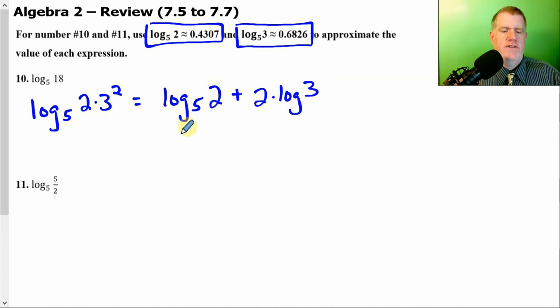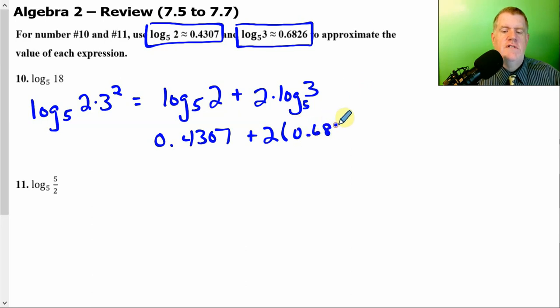All right, I know log base 5 of 2 is 0.4307. And I know the log base 3, whoops, the log base 5 of 3, forgot to write that, is 0.6826. So when I add all that together, I get 1.7959.